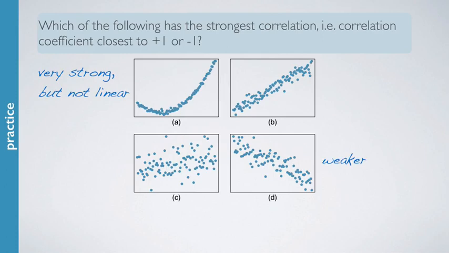The last plot shows a weaker relationship, and the second to last plot shows an even weaker relationship. So the strongest linear relationship here is option B. So this one should be the scatter plot with a correlation coefficient closest to positive 1 in this case, since the relationship is positive.